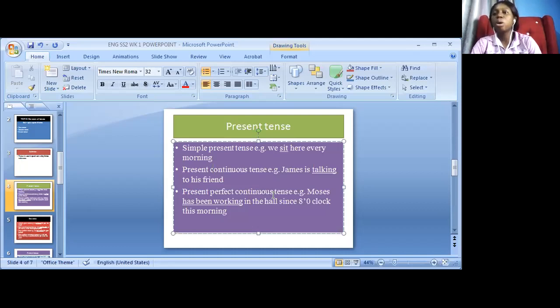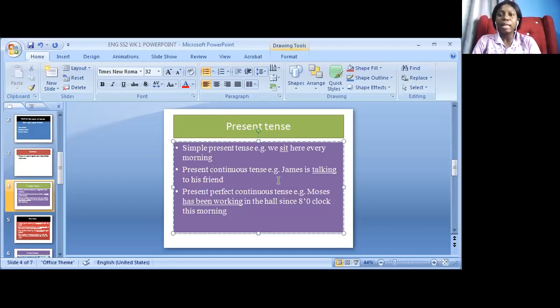All right. Now the third aspect in the present tense is the present perfect continuous tense. Now the present perfect continuous tense tells us about an action that is going on as at the time of speaking or writing. Now that started a while ago and it is still going on at the time of writing. Now in present perfect continuous tense, we make use of has been, H-A-S B-E-E-N, has been, to show that we started it a while ago and it is still continuing as at the time of writing.